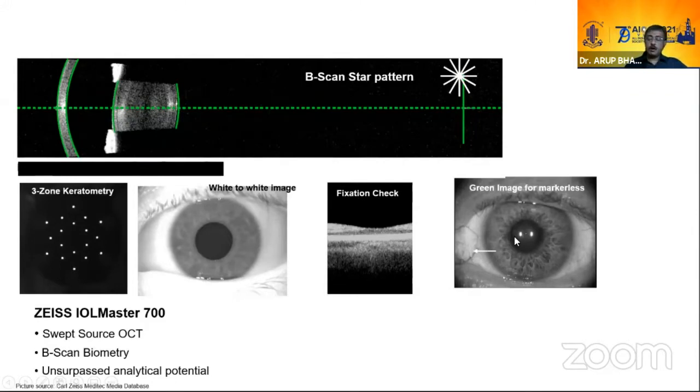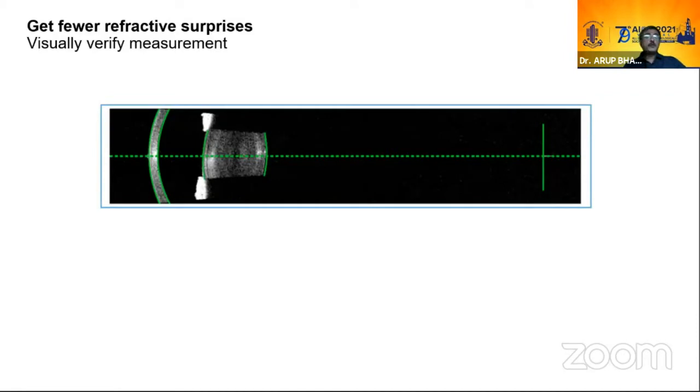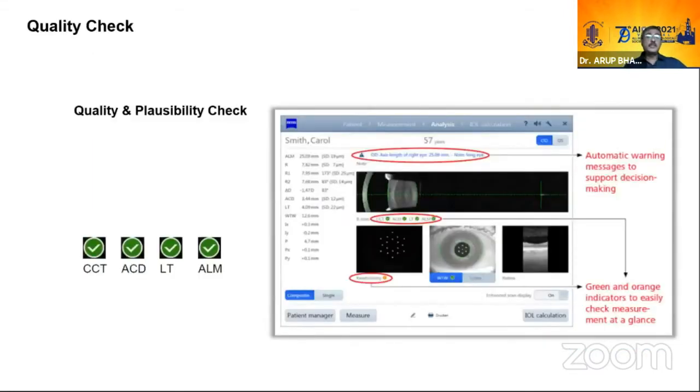It is captured within almost half a minute, and that data is analyzed. There is a fantastic analytical software inside, and in the IOLMaster 700 you can get more than you expected. And the most beautiful part is you can check what you are measuring. You can view what you are measuring, and most important, it has an excellent quality check. If it is a green sign everywhere, it is automatically successful. It is successfully measuring the thing.